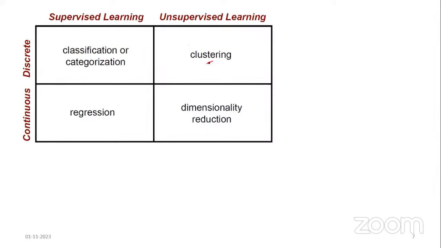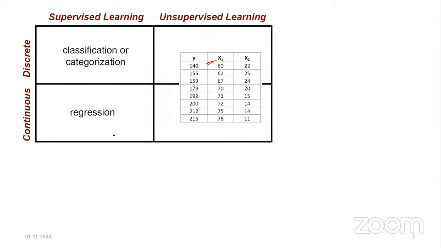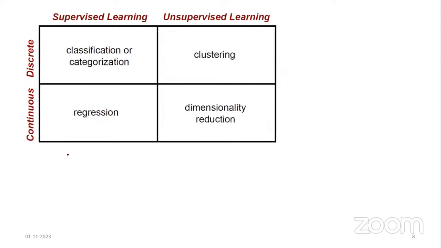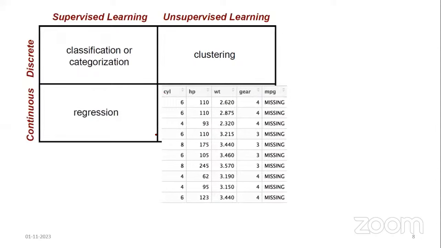If we see, for example, for regression, we'll be having values x1 and x2. Our target is going to be y, so it's going to have continuous values. If we apply that algorithm, it comes under regression. If we have values like cylinder, then what is the HP, what is the capacity, what is the gear, then the mileage per gallon, but our target value here is missing. If we want to do some kind of research on this, this will come under clustering.